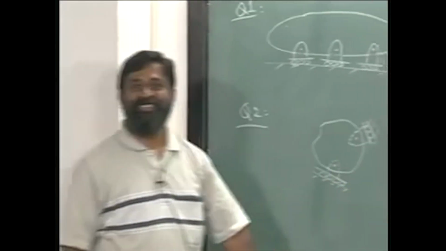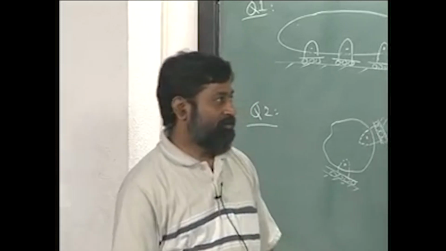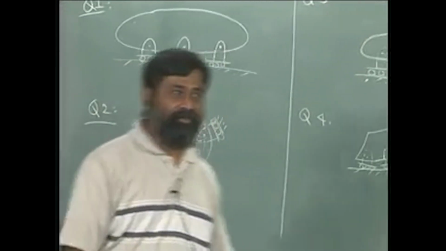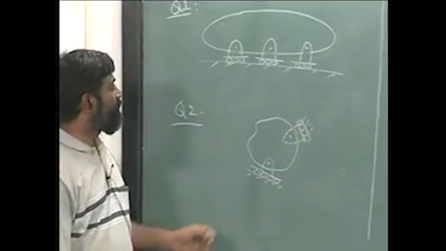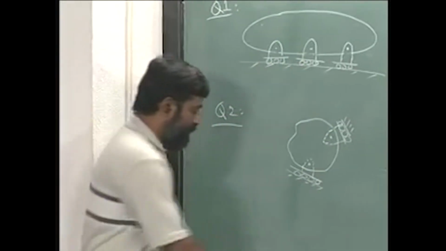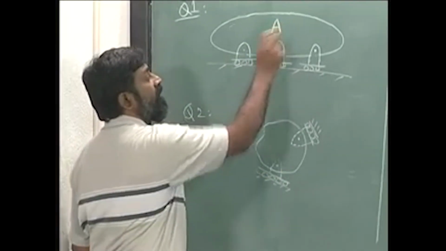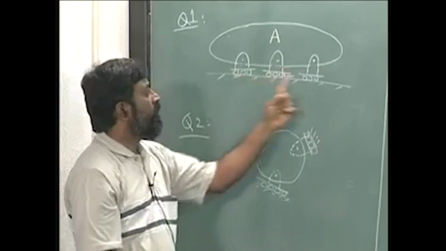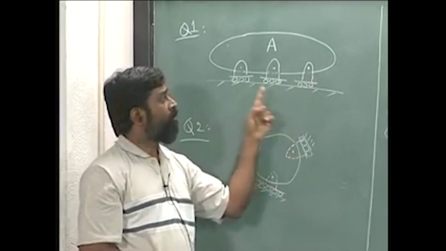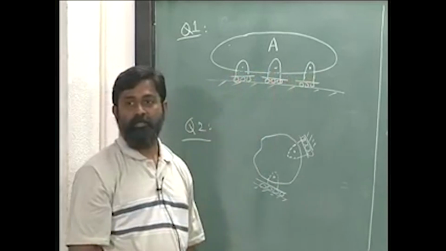Now I have a few challenges for you. So far what we have done should be enough for you to answer these questions. This is a rigid body, let me call this A, a single rigid body which is supported on a straight ground with 3 roller supports.